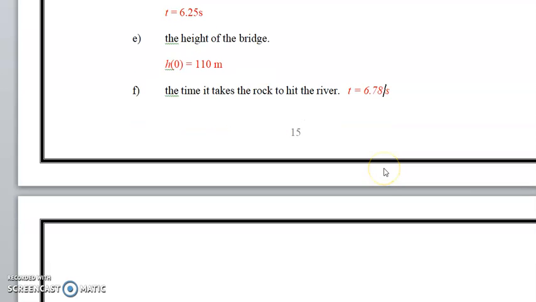So that's page 15. This example. We'll finish up in the next video with example 3.